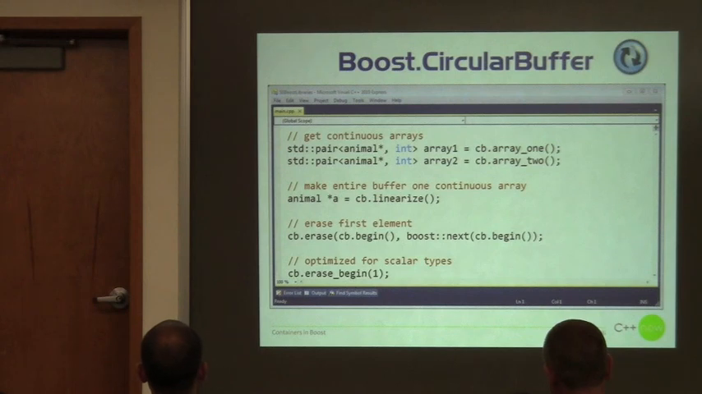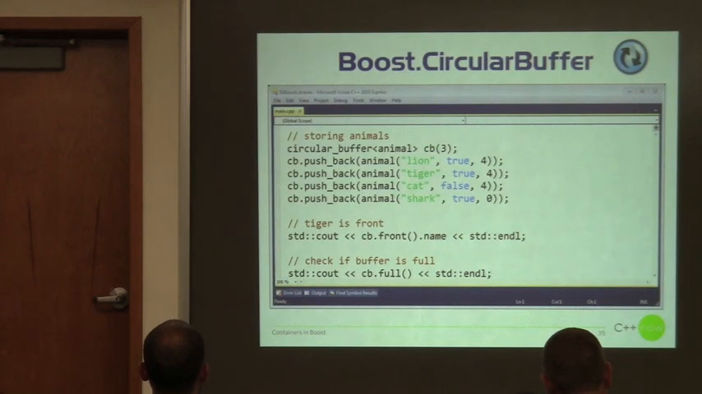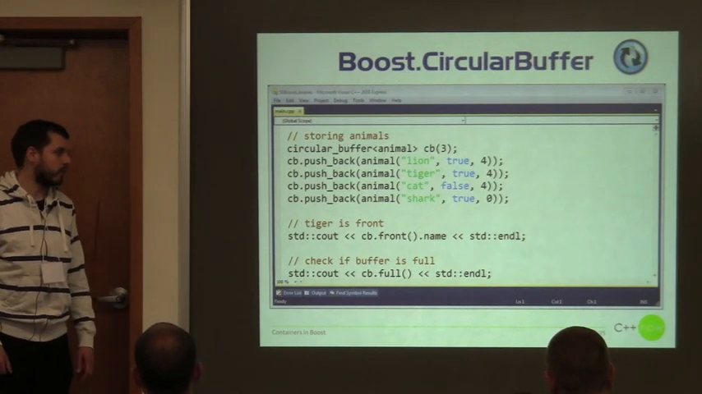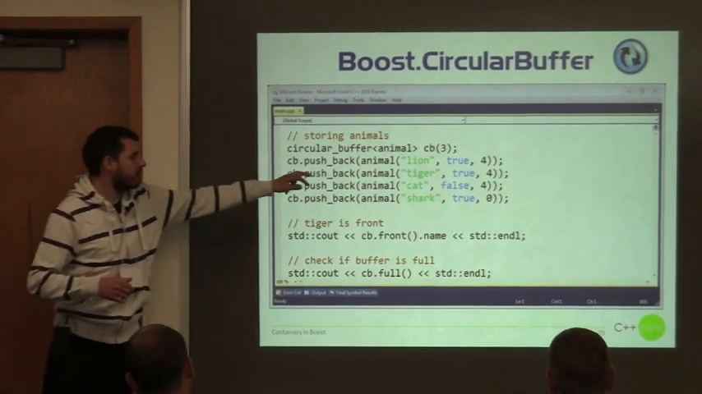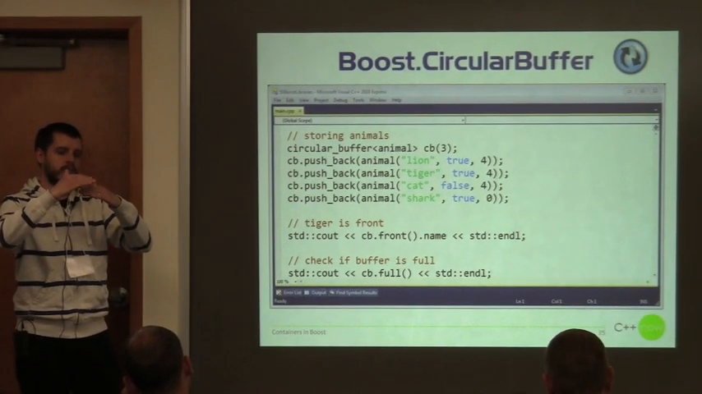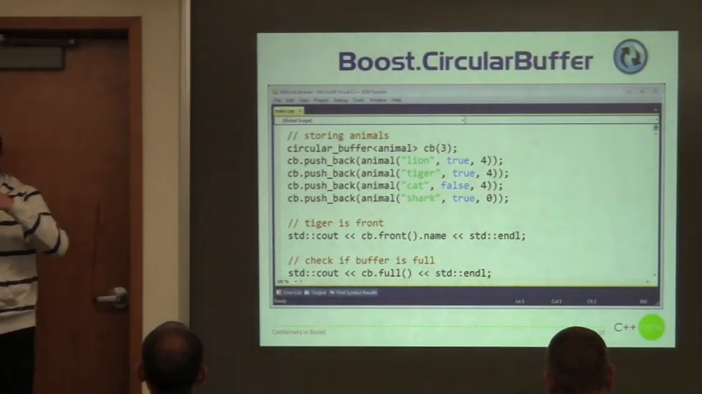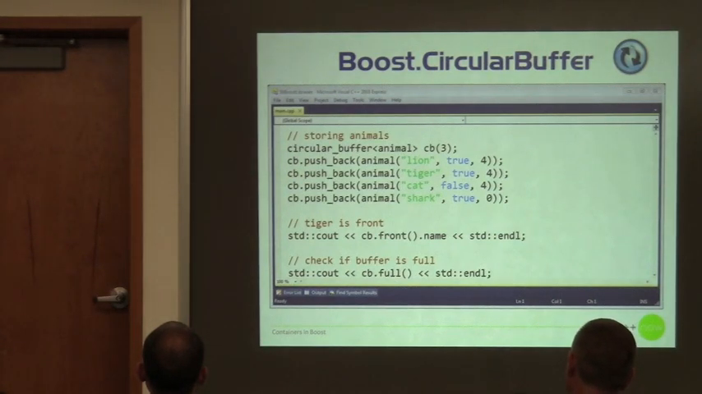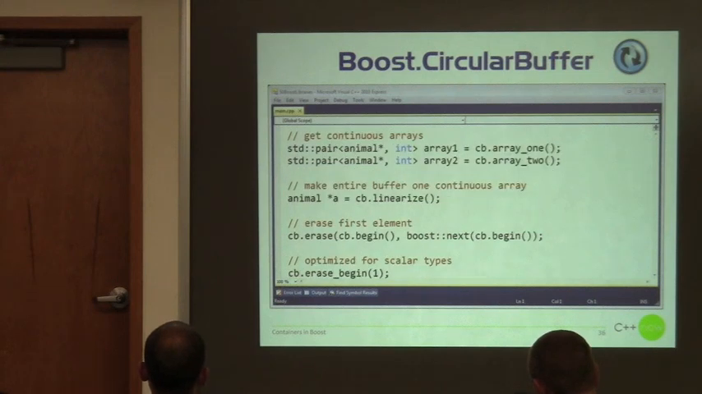What you can also do, you can also look at the arrays in the circular buffer. If you imagine that the circular buffer is maybe implemented based on a vector, you have at the first index in the vector the lion, at the next one the tiger, then the cat, and then the shark comes in. So the shark is now at the first position in the vector again, but the shark is really the end of the circular buffer, and the tiger is really the beginning of the circular buffer. So you have 2 arrays somehow in the circular buffer. You can access them directly with array_one and array_two.